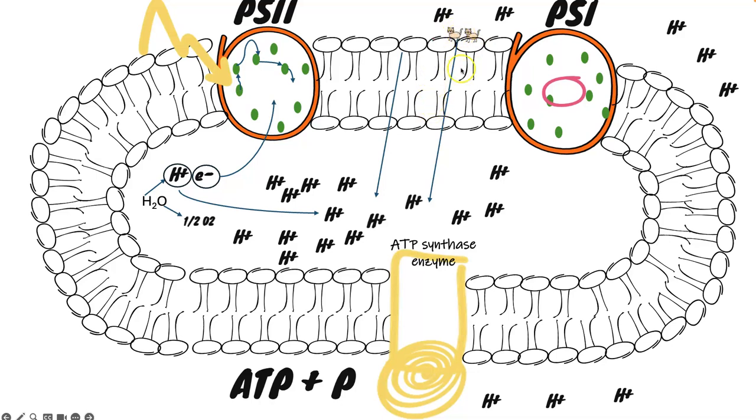So now we have these electrons here. All of the energy that they captured at PS2 has been used to drive these hydrogen ions in through the membrane into the lumen of the thylakoid. We have our electrons now sitting here at the reaction center of PS1. But again, this is a photosystem.